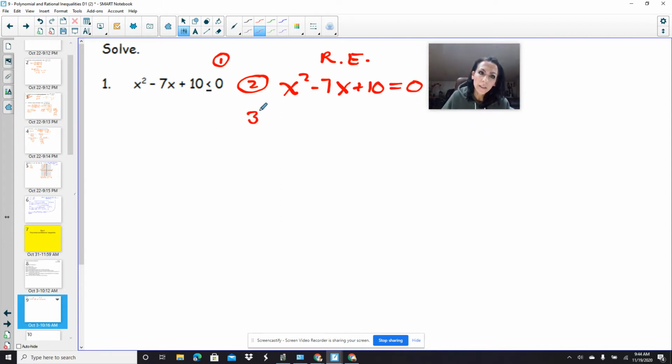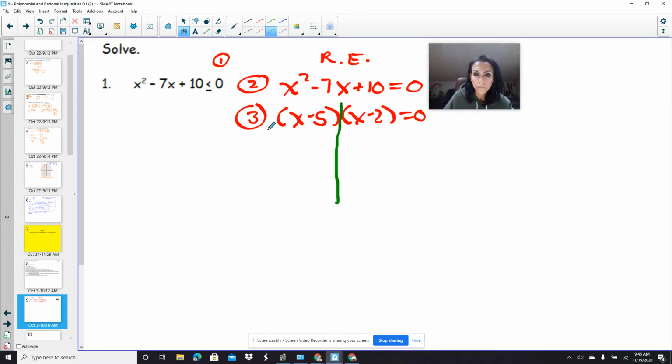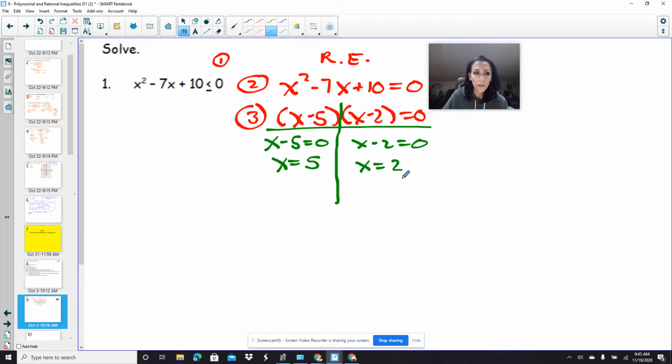Go here to step 3. When we factor that, we get x minus 5 times x minus 2 equals 0. Step 4 says we are going to set each of these linear factors equal to 0 and solve. What we're solving for, again, is called our critical values. So here we have a critical value at x equals 5, and here at x equals 2. So we just completed up to step 4.